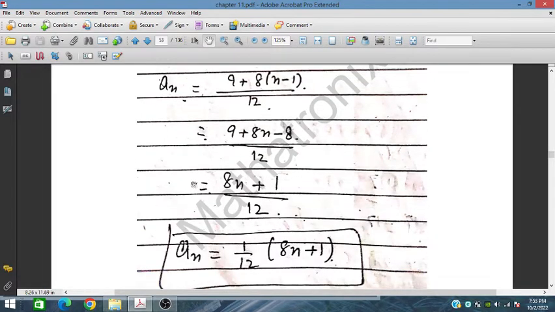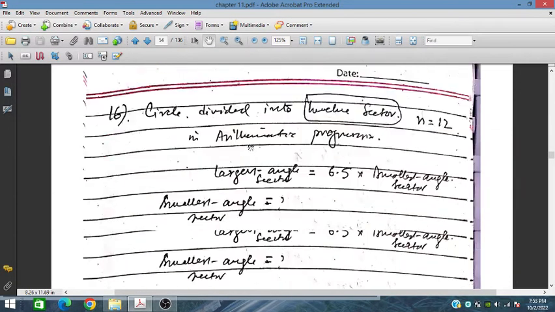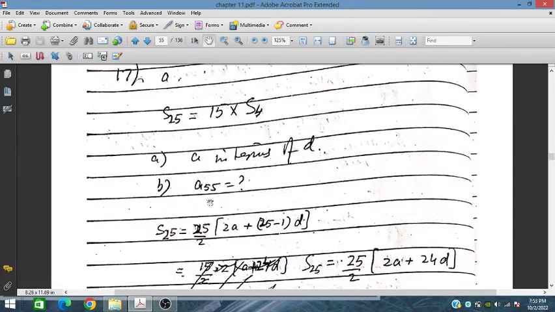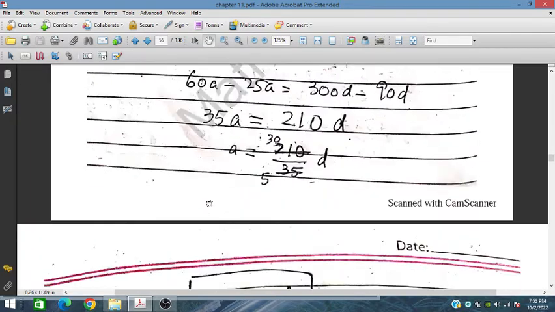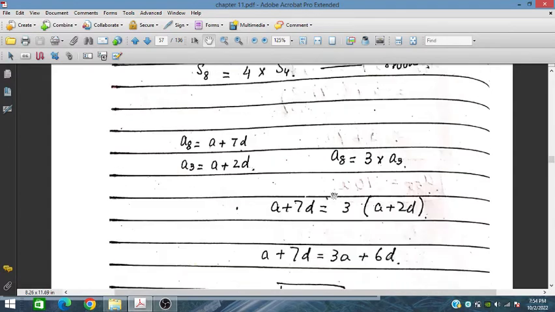So this is very important and could be asked at least in IGCSE or even in CAIE. This is very important. And question number 16 and 17 are all available here, and the 18th.